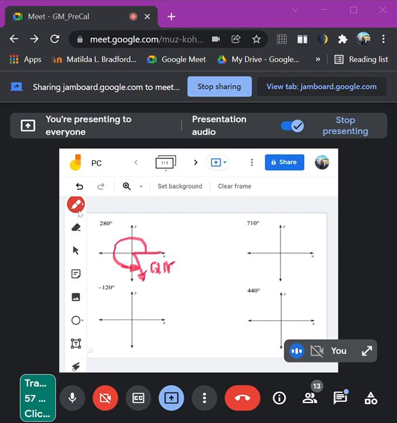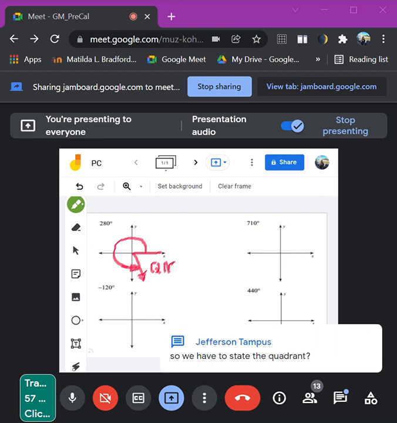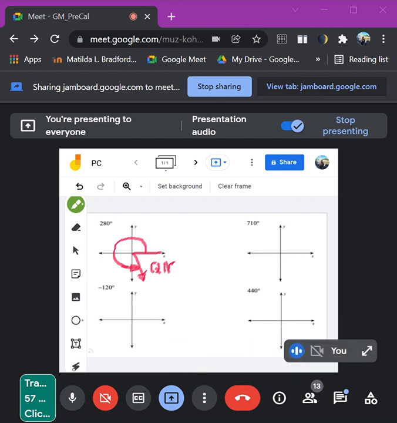Okay, did you follow, class, our first example where we plotted the angle? Understood? So we have to state the quadrant. It depends on what instruction is given, but I did not give an instruction. But if the instruction says to give the quadrant, give the quadrant. Okay. Questions for the first one? Quickly, time is short. None? Okay. Now let's proceed with negative 120 degrees.